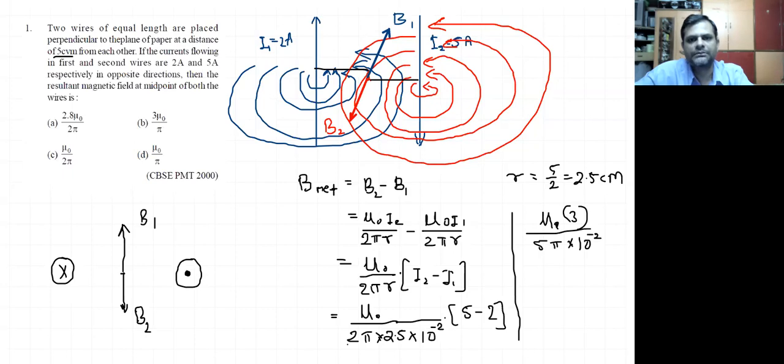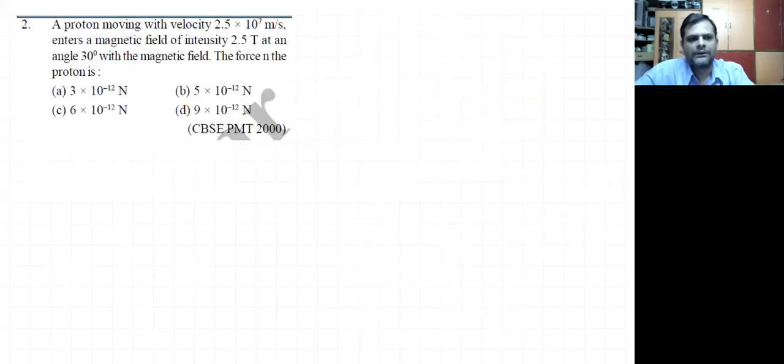Let us see the next question. A proton moving with the velocity 2.5 into 10 raised to 7 meter per second enters in the magnetic field of intensity 2.5 Tesla at an angle 30 degree with the magnetic field. The force acting on the proton is, yes. So that means suppose there is a magnetic field which is directed inwards into the plane of this paper. And suppose that the proton is moving in this magnetic field.